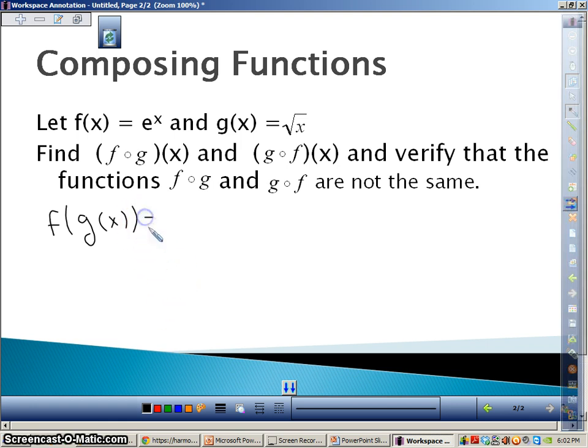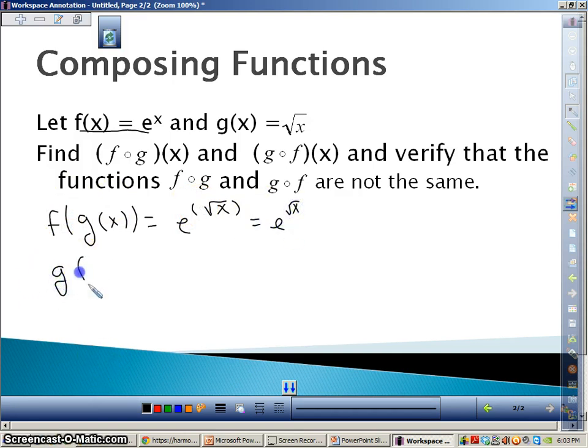So we're going to take the function f of x, e to the something, right? And where our x was, we're going to plug in the value of g of x. It happens to be the square root of x for this one. So when I take the g function and plug it into the f function, I end up with just e to the square root of x.